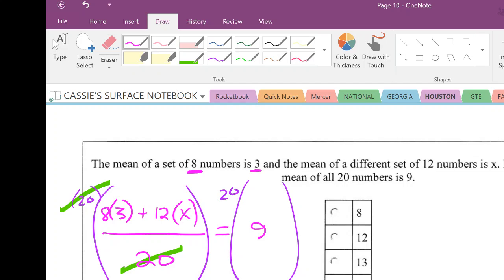And then you're going to divide both sides by 12. I don't know what 12 into 156 is, so I'm going to just do this manually. 12 into 36 goes 3 times. 3 times 12 is 36, so it divides evenly. So you know that the 12 numbers have to average 13, and that is C.